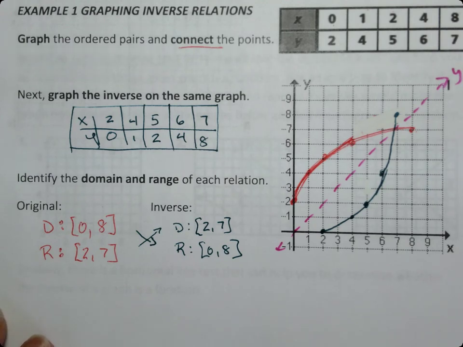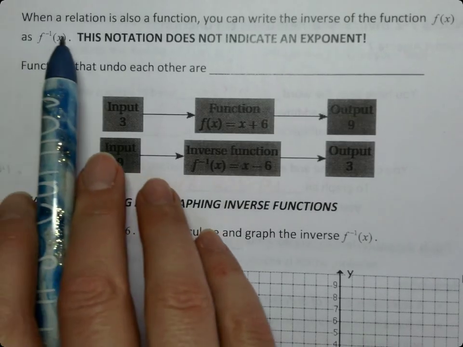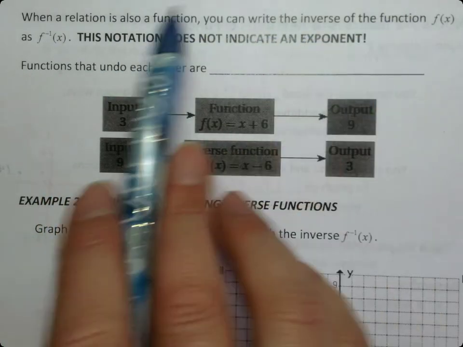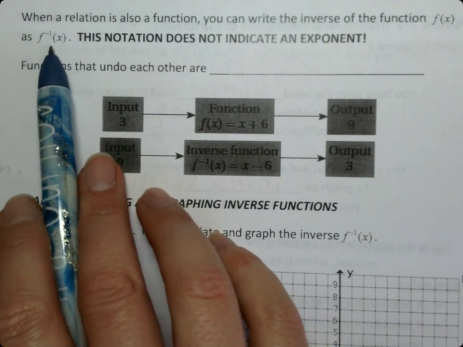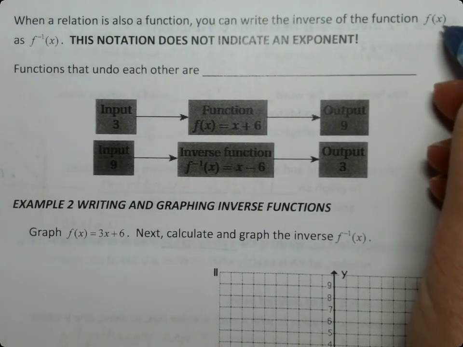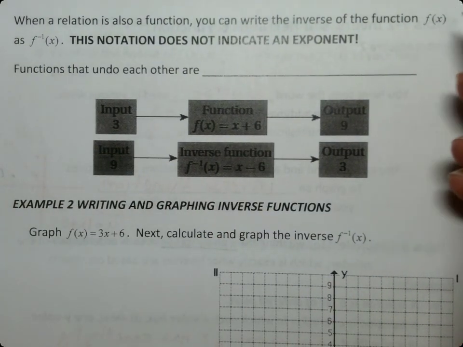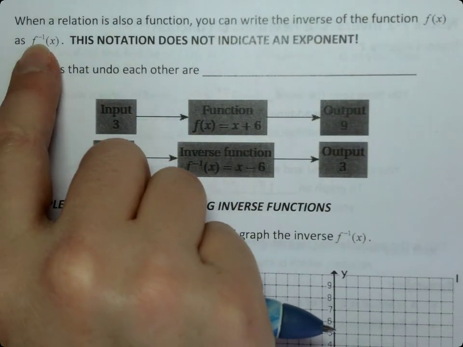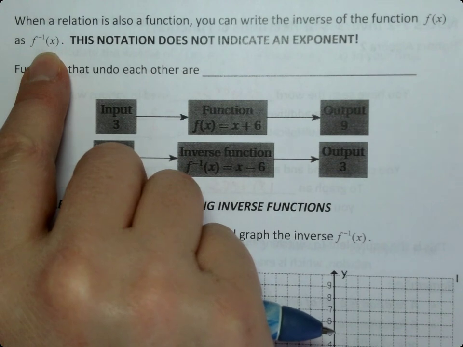Ready. Let's talk about it as a function. When a relation is also a function, you can write the inverse function f of x as f to negative 1 of x. So that's new. We know f of x is the same as y equals. And so instead of having just two functions, here's my original function f of x, and f to the negative 1 of x is the inverse function.